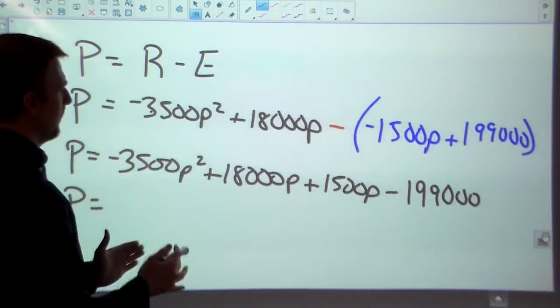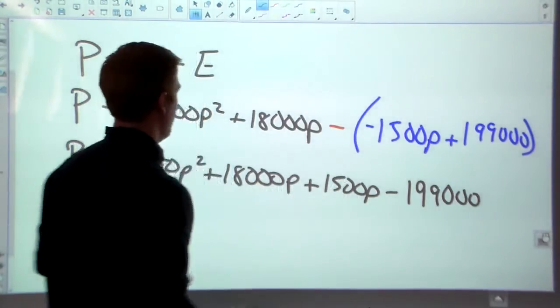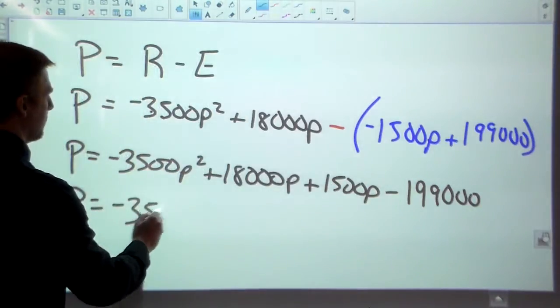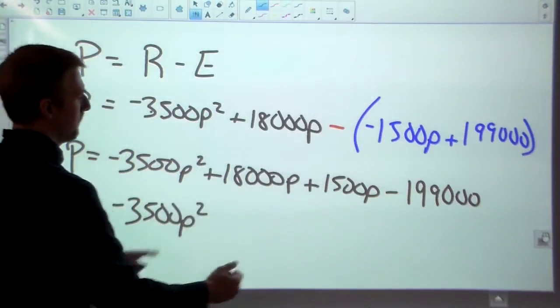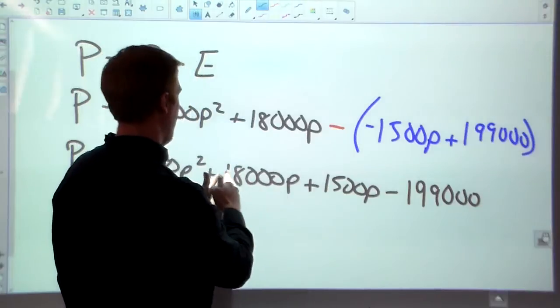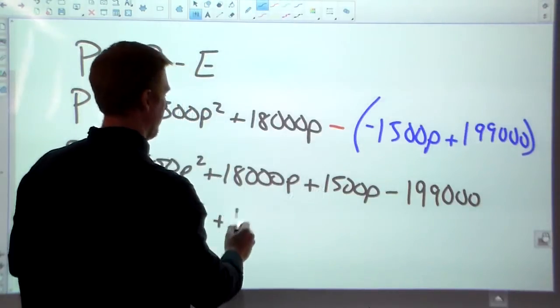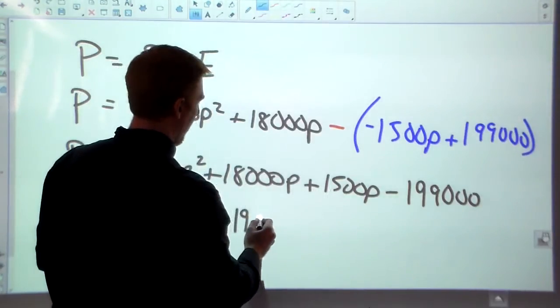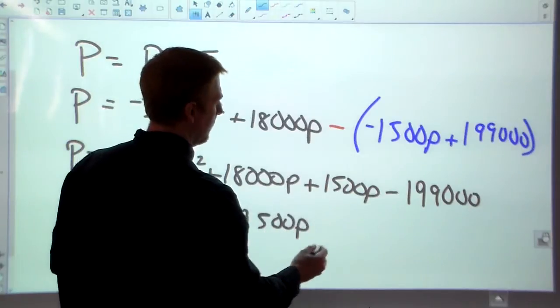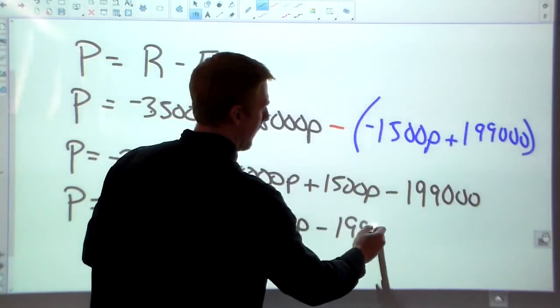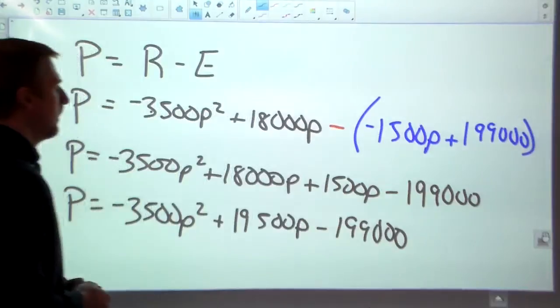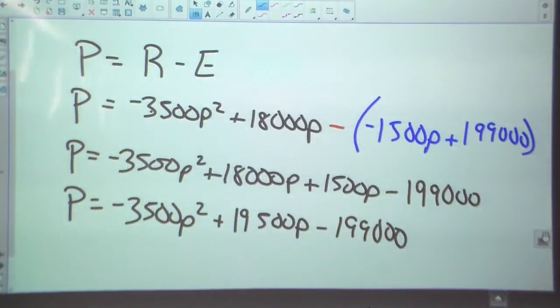And now let's condense what we can. Really, it's just these two parts right here. So negative 3,500 p squared. Put these two together, we're going to get 18,000 plus another 1,500, so 19,500 p minus 199,000. And there you go. That is your profit equation. Just make sure that you're able to combine everything the way you need to and that you are able to get that on your own.